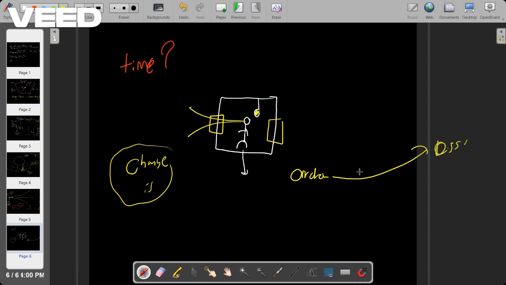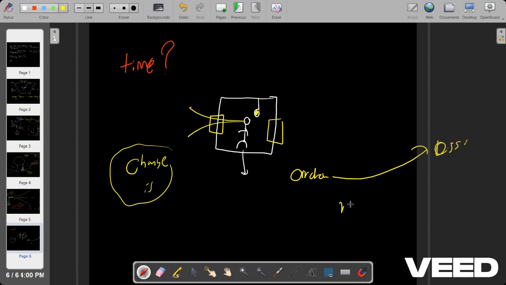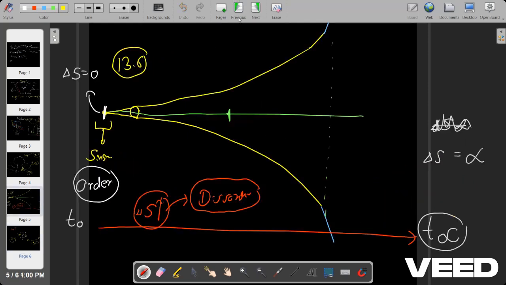So the rate of change is actually called time. That is why I told you one day the clock will stop ticking. Why? Entropy will not change anymore. It's at the maximum level. There won't be any change. So at that time, time will be frozen. There will be no time. Everything is frozen.